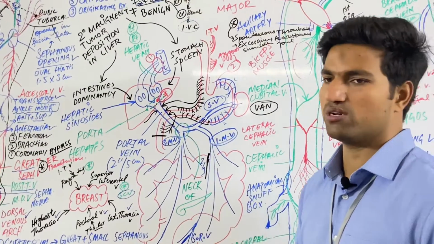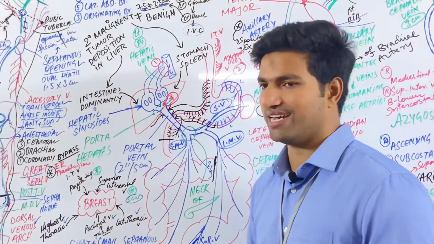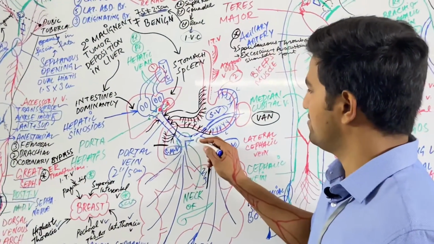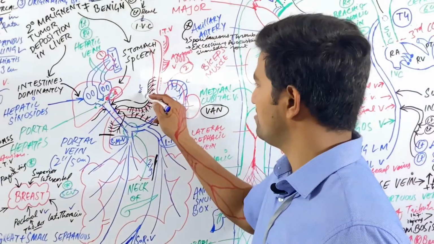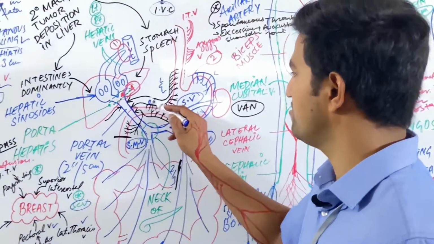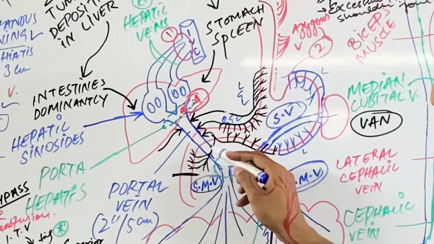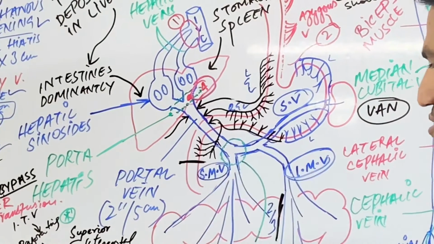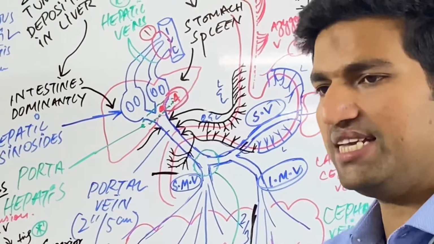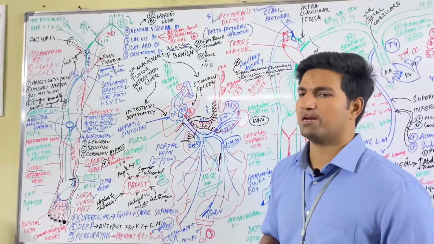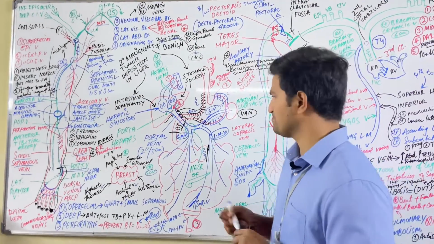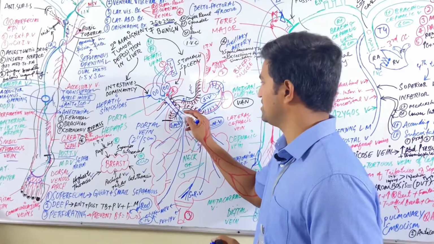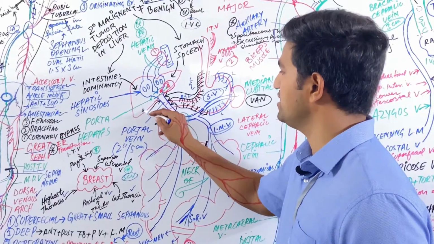The size of the portal vein is 2 inches or 5 centimeter long. The left gastric vein, right gastric vein, gastroduodenal vein or right gastroepiploic vein, anterior and posterior superior pancreaticoduodenal veins will drain directly into the portal vein, and also the cystic vein.